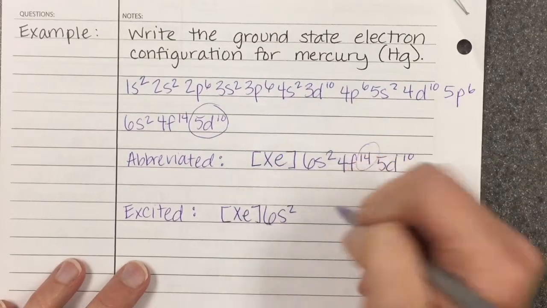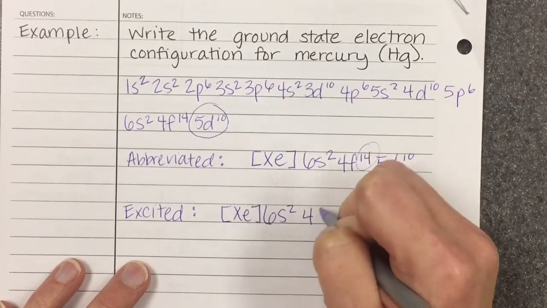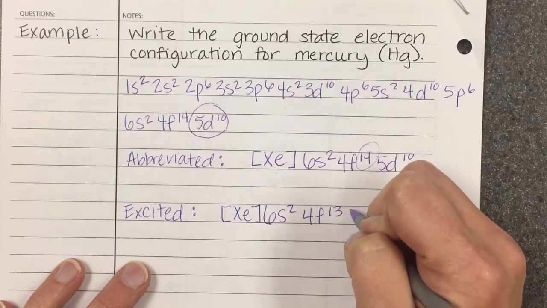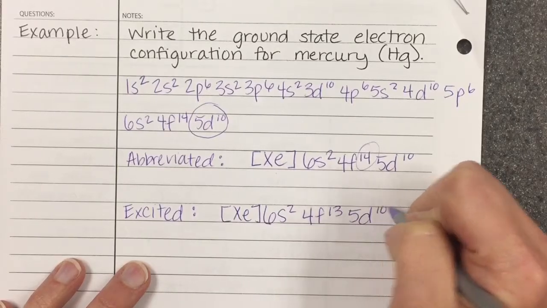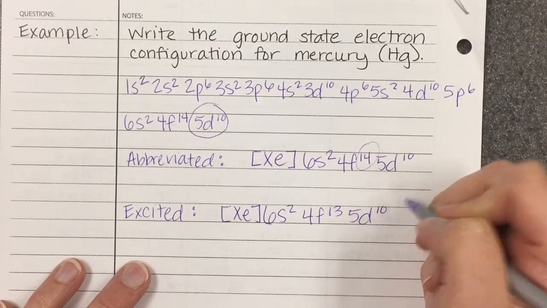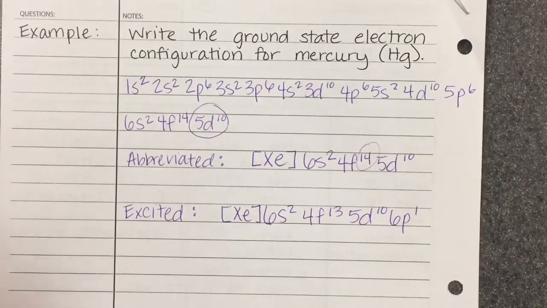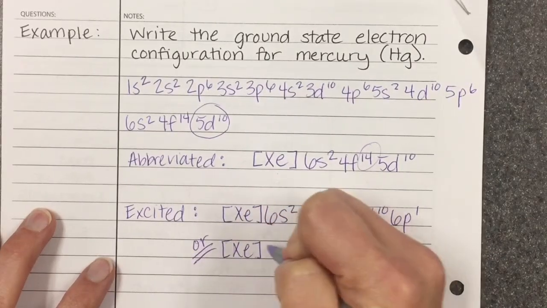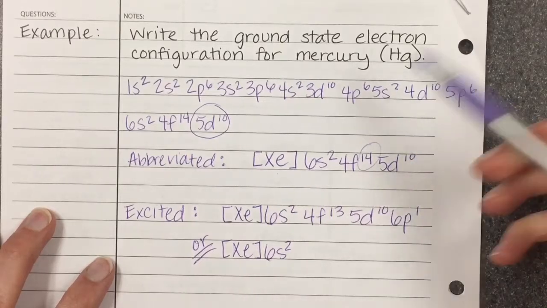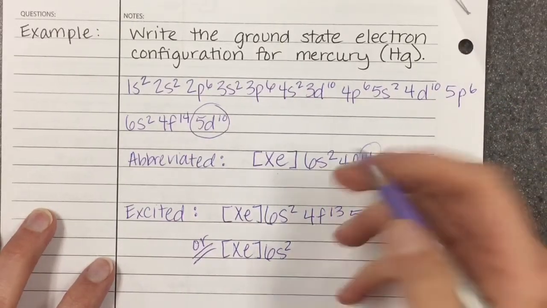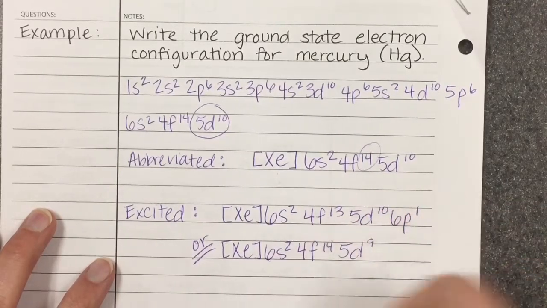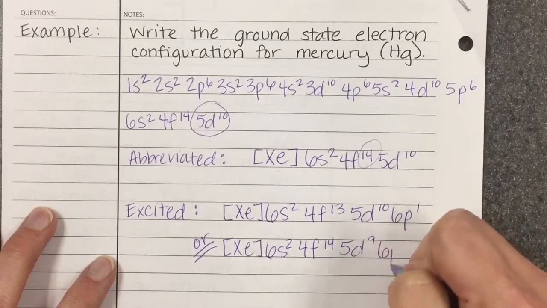Let's say one of these electrons from the 4f sublevel wanted to jump up. Then I might see something like 4f13, right? Because the electron's moving to another level. And then I might see 5d10 and then 6p1. It might jump all the way up to the 6p sublevel. Or it could be that one of the d electrons wanted to jump up a level. So that would be 5d9, because that electron is leaving the d sublevel, 6p1.